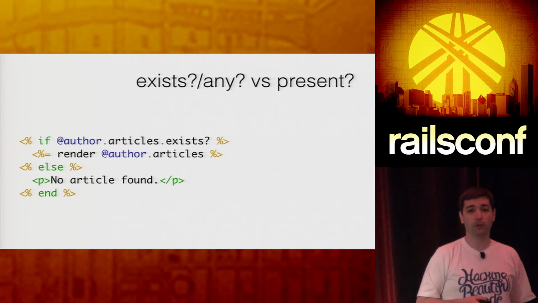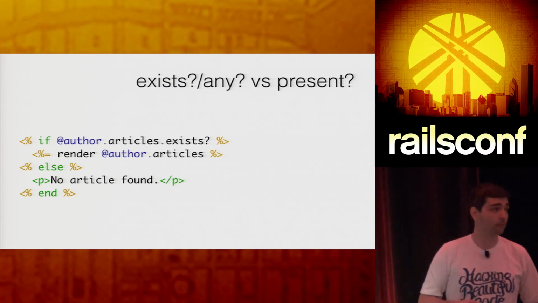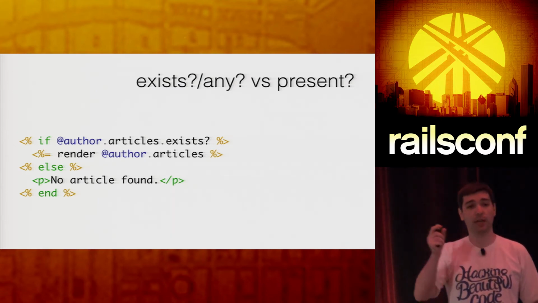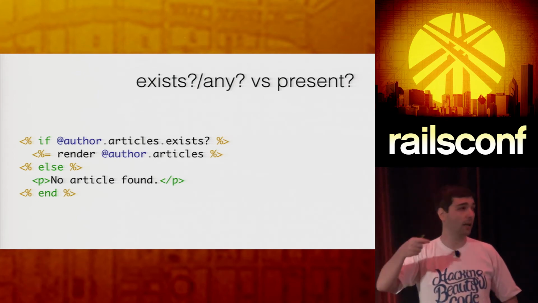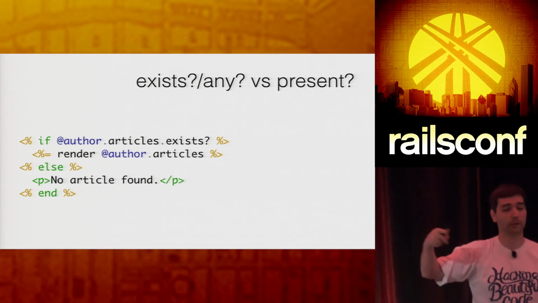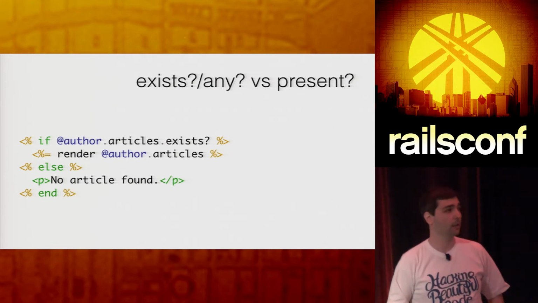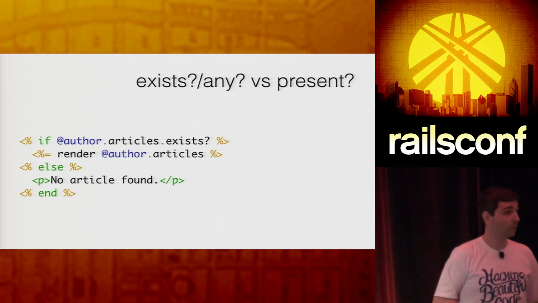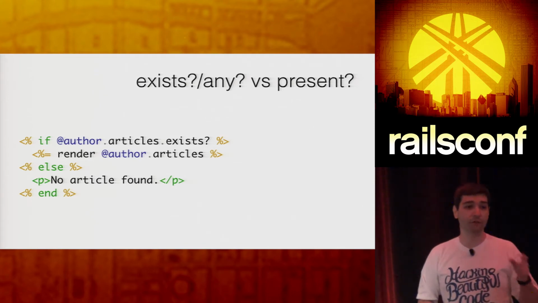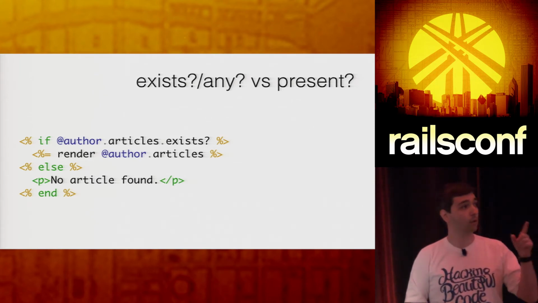Well, this is very common code to see in views, right? We usually need to test if something exists, and then render a collection or something, or render a message, and otherwise we render a not found message or something. Really common code. But there is a catch here. The difference between using exists or present.